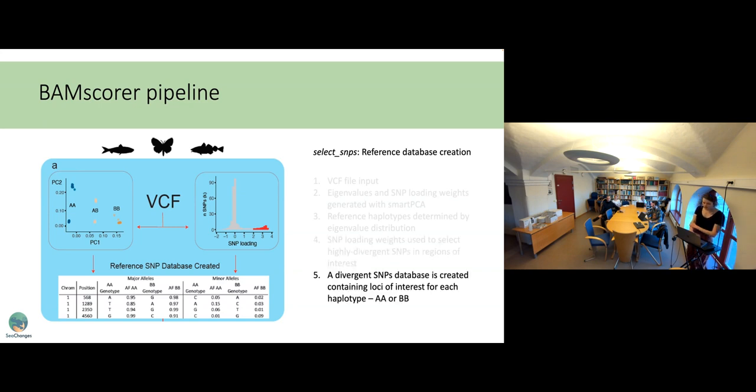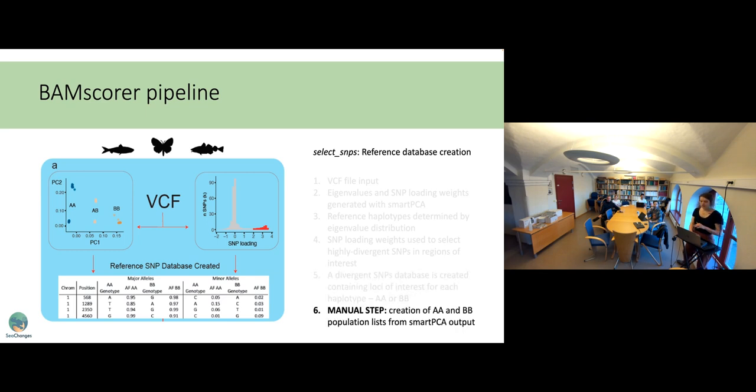So then we have our database created. So that's at the bottom of this figure here. So we take the genotypes of the type A and the type B haplotypes for both the major allele and the minor allele. And then we store the allele frequencies of each of those as well. And that is what our database is comprised of.